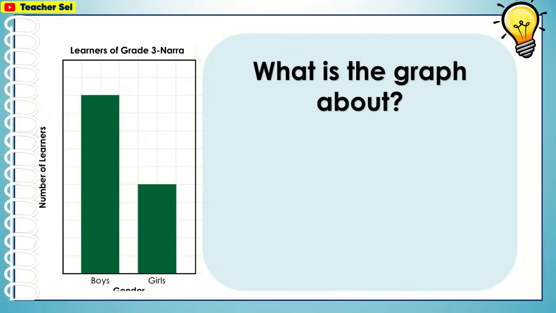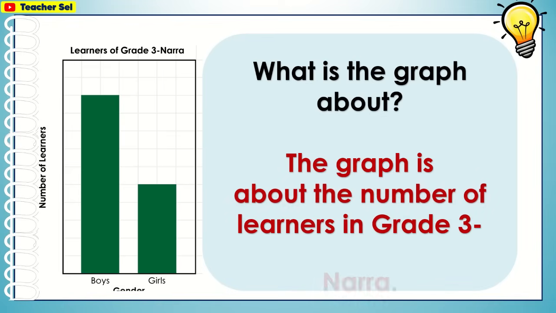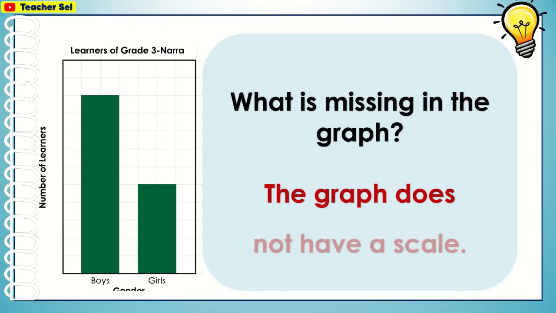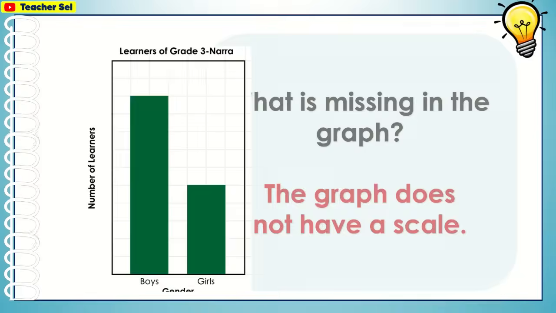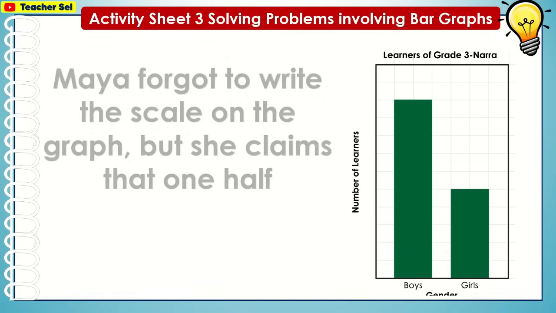What is the graph about? The graph is about the number of learners in Grade 3 NARA. What is missing in the graph? The graph does not have a scale. Let's have activity sheet 3, solving problems involving bar graphs.